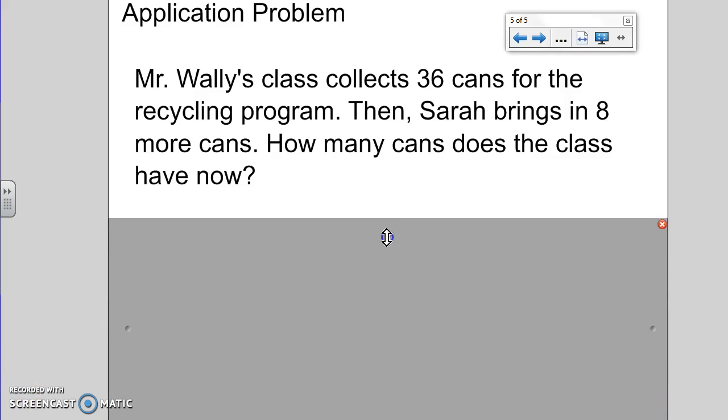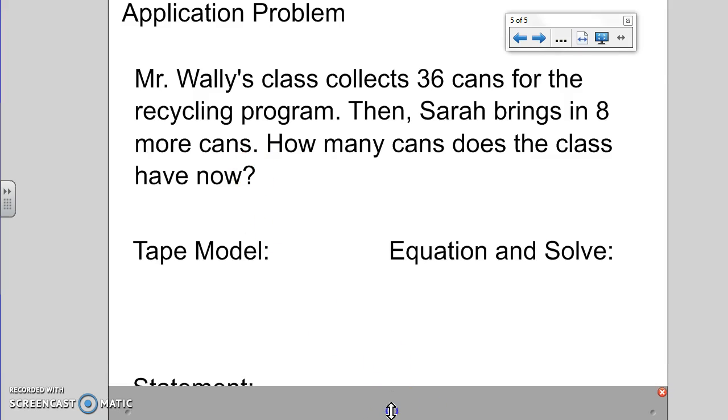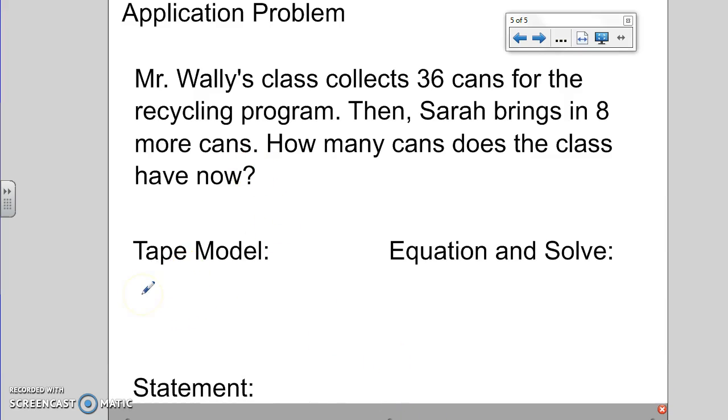Alright, so now that you have solved the problem, the first thing you need to do is represent the problem with a tape diagram. So I know that first, Mr. Wally's class had collected 36 cans. So there's my tape representing 36. And since Sarah brought in 8 more, I'm just going to add to this tape model and write my 8. That represents how many cans Sarah brought in. So this is the class. This is how many more Sarah brought in.